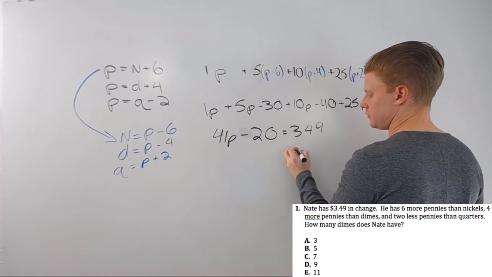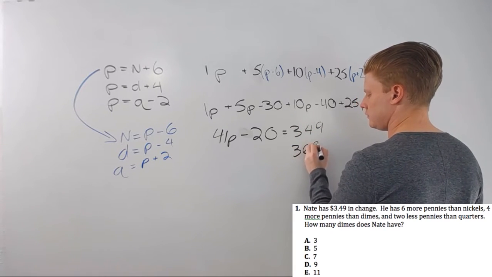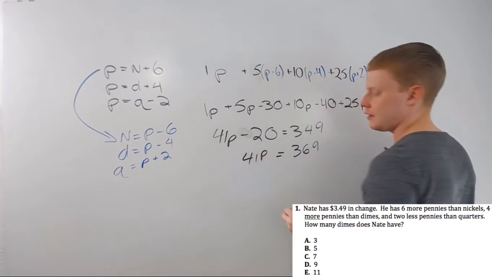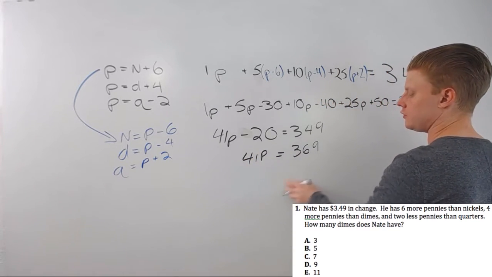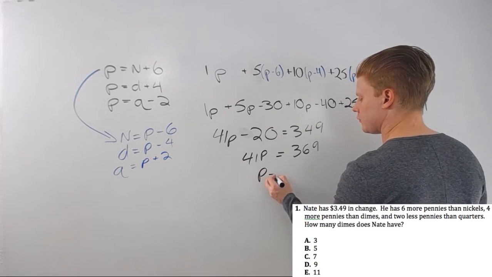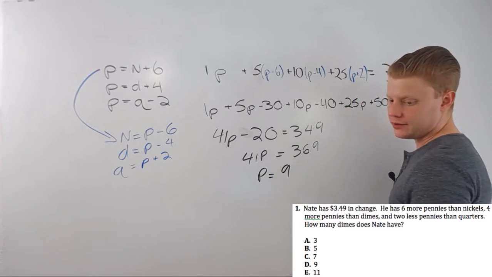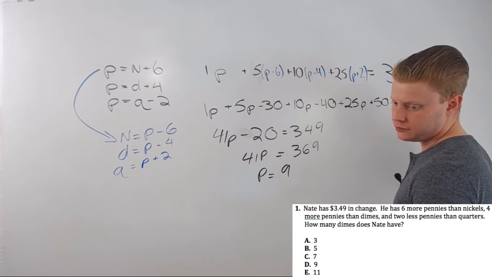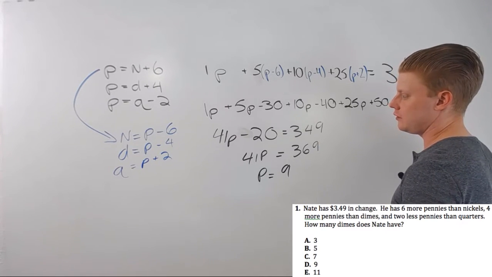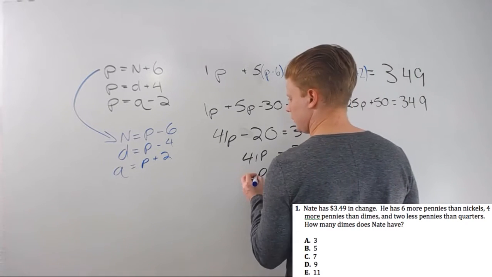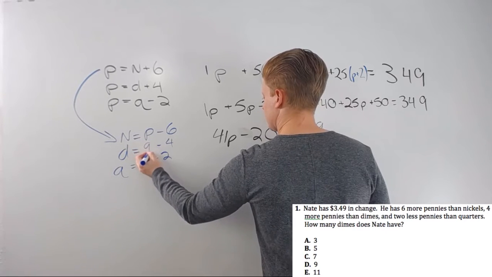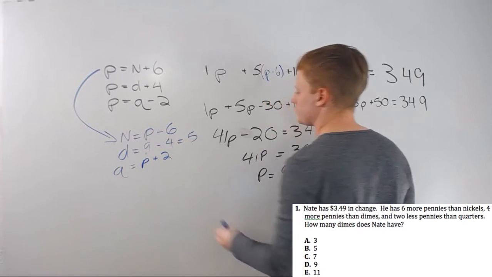Go ahead and start moving stuff over. 369 is equal to 41p. And 41 goes into 369 9 times. You have 9 pennies. The question asks for dimes. How many dimes does Nate have? Well, he has the number of pennies, 9, minus 4, he has 5 dimes.